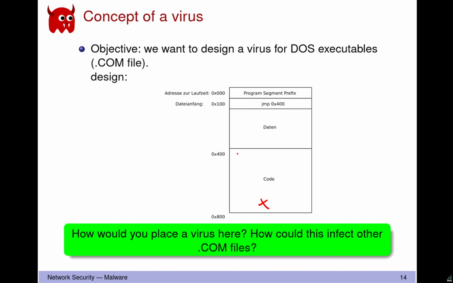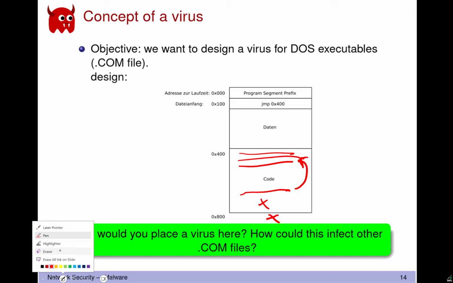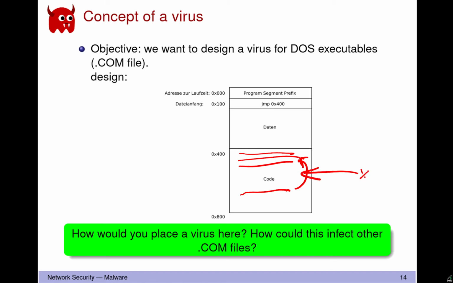For example, we don't know exactly what's happening here, so there are also many jumps. If you just put it at the end, let's say we put it here, in the executable part. Or if we put it somewhere in between, it should be so generic that you can copy that part of code everywhere, into every kind of COM file. If you just put it somewhere here, you might break the original function of the code.